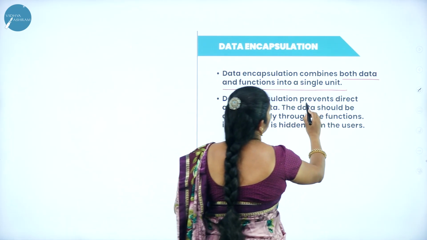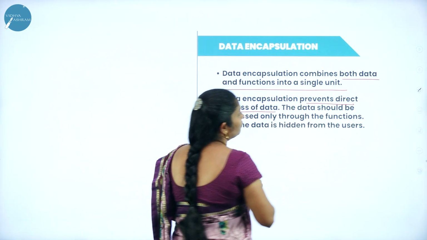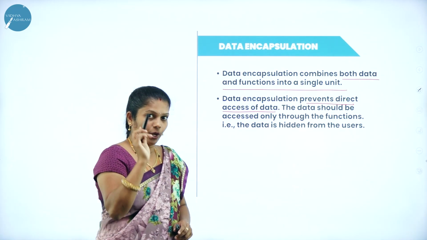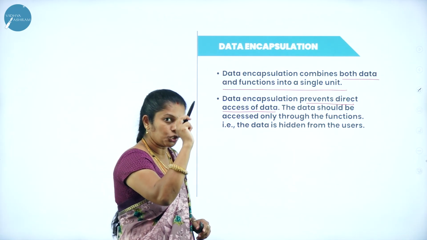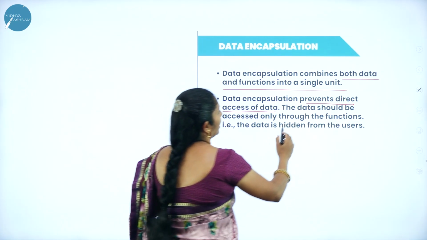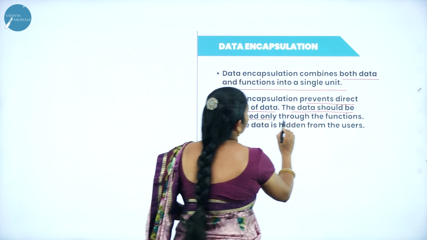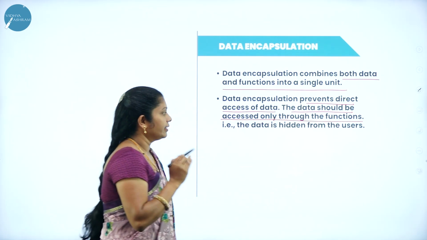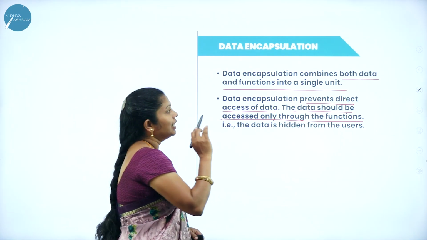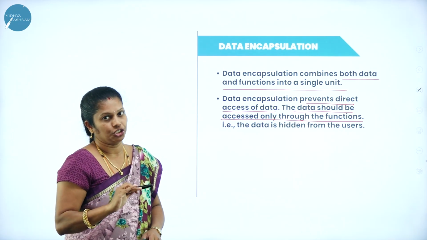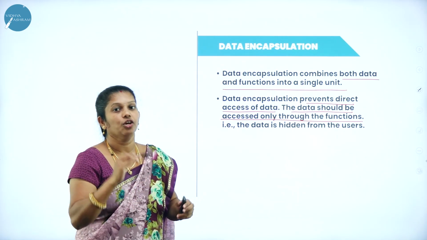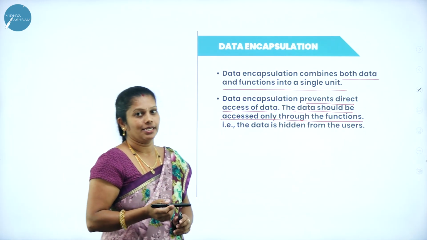Data encapsulation prevents direct access of data. Directly we cannot access any data which is there in the mobile. If I want to access it, then it has to be combined with a function, then only I can access it. Data should be accessed only through the functions. It mainly hides the data. Directly we cannot access it. That is data encapsulation. Encapsulation means nothing but combining, merging both the data and function into a single unit.